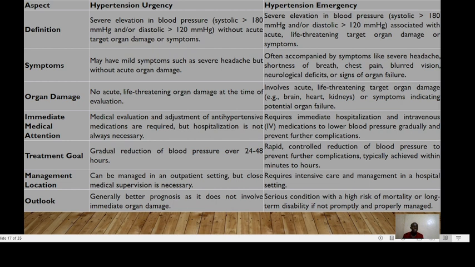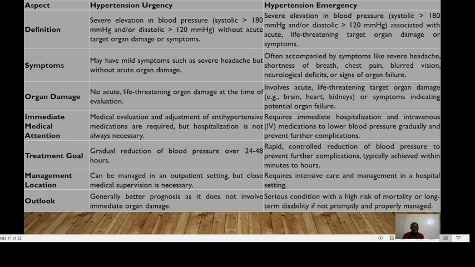In terms of immediate medical attention, for hypertensive urgency, medical evaluation and adjustment of hypertensive medication are required, but hospitalization is not always necessary. But hypertensive emergency requires immediate hospitalization and intravenous medication to lower blood pressure gradually and prevent further complications. As for the treatment goal, in urgency there is gradual reduction of blood pressure over 24 to 48 hours. Whereas in emergency, there is rapid controlled reduction of blood pressure to prevent further complications, typically achieved within minutes to hours.